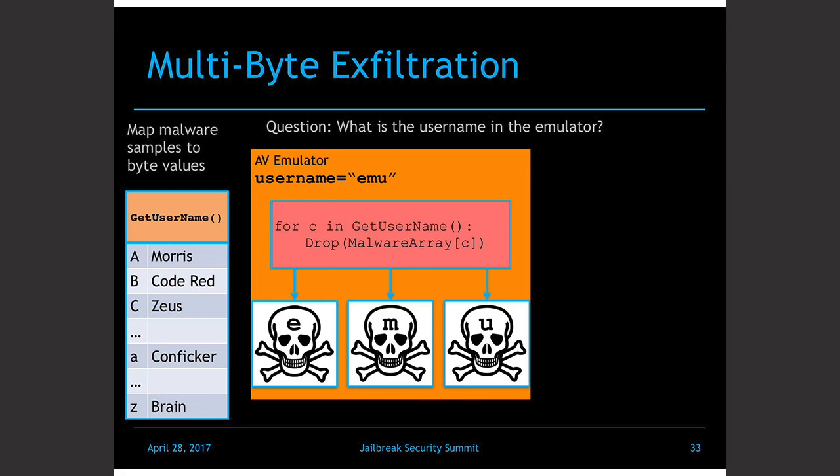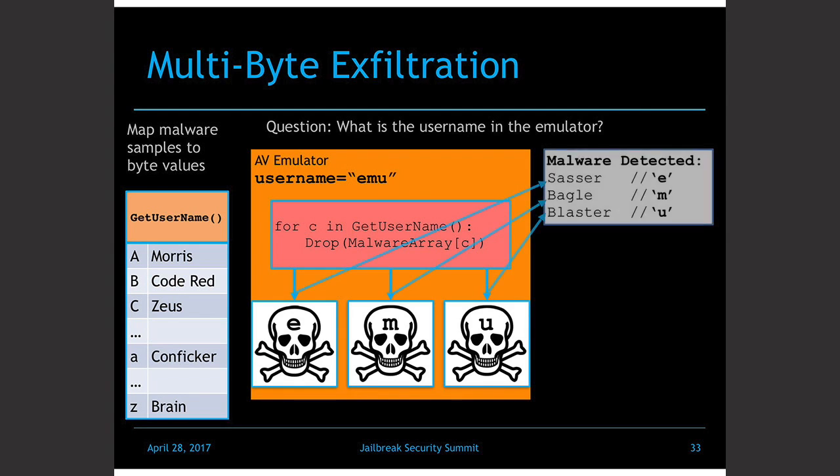It's going to then scan that buffer, see a piece of malware it recognizes, and go, oh, I know this piece of malware. This is just a dropper for Morris or Code Red or Zeus or whatever. So it comes back with our analysis report and says, oh, we found Sasser, Bagel, and Blaster. And we can go across our table and correlate those back and say, if you saw Sasser, you saw E, then you saw M, then you saw U. We know now that the username inside this emulator is EMU. So we very quickly extract that information. And this is a very simple example. We can do all kinds of things beyond something so simple as this.